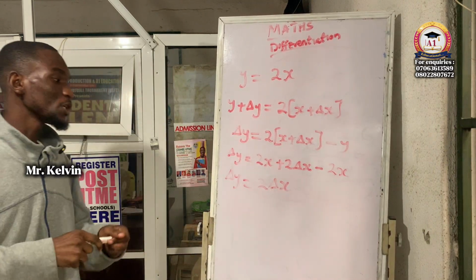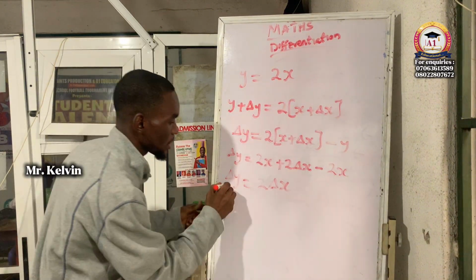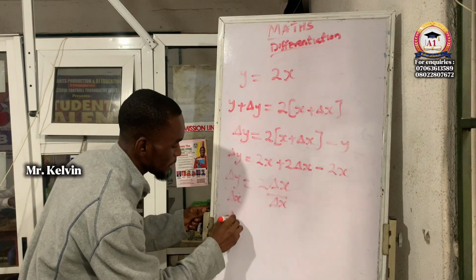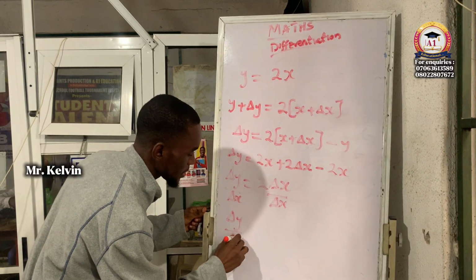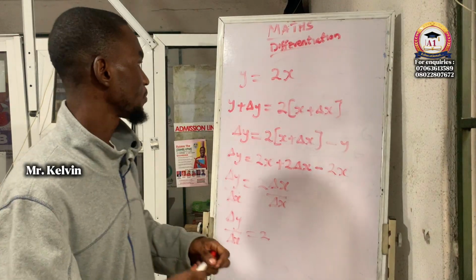And now we are looking for change in y, which affects change in x. So we divide both sides by change in x. And now our change in y all over change in x will equal 2, which is also our dy/dx. Thank you for that.